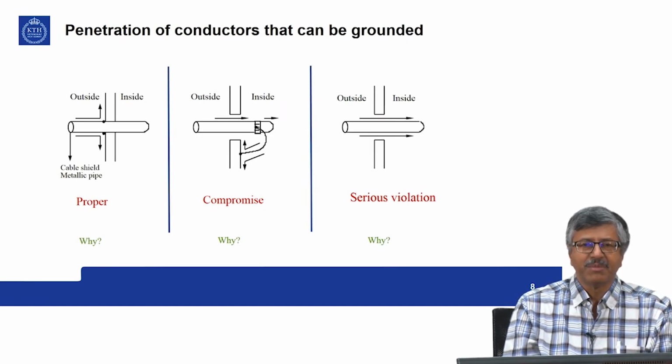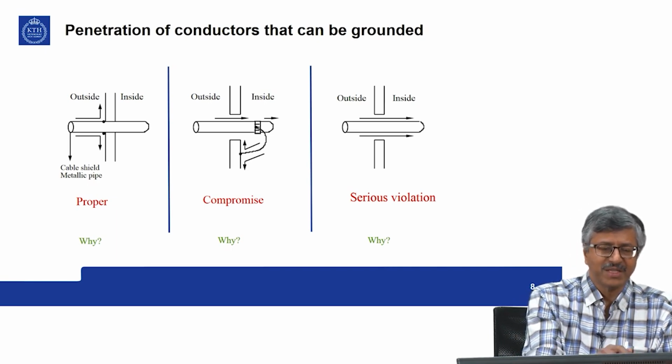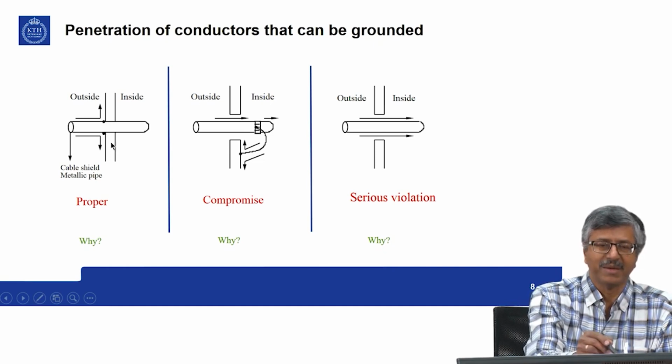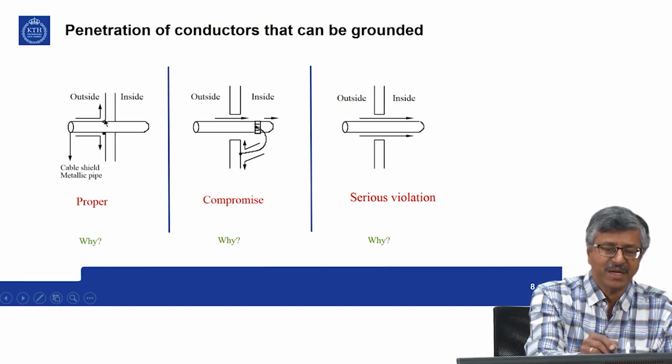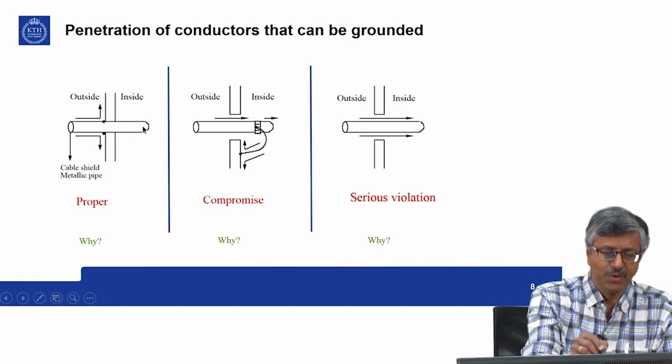Then sometimes you have water pipes coming inside. They are not grounding conductors, but it can be grounded because they are metallic. So, the most proper way of connection is like this. You just do a 360-degree bonding of the pipe to the metal sheet through which there is a hole. So, there is no hole here.